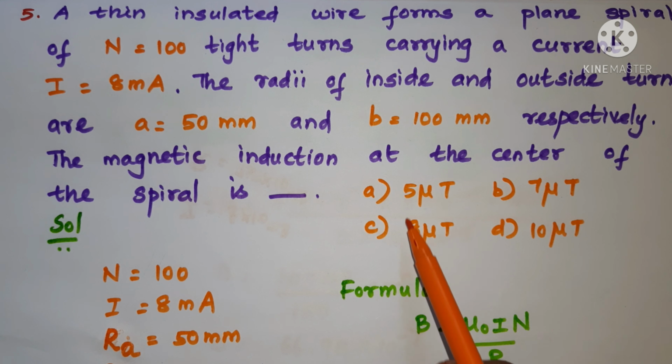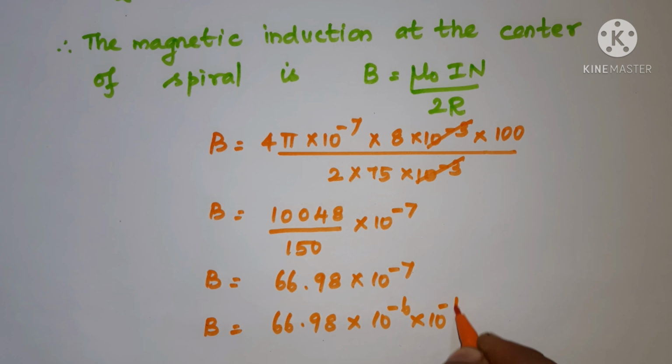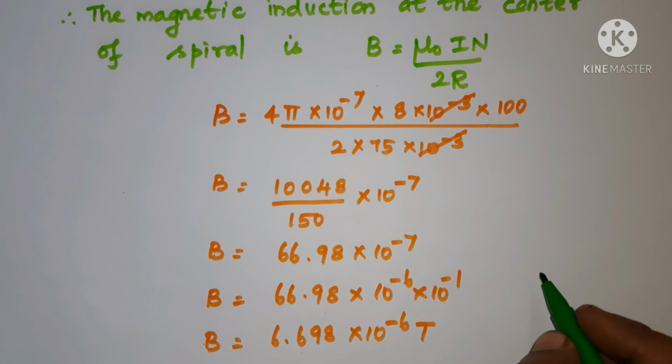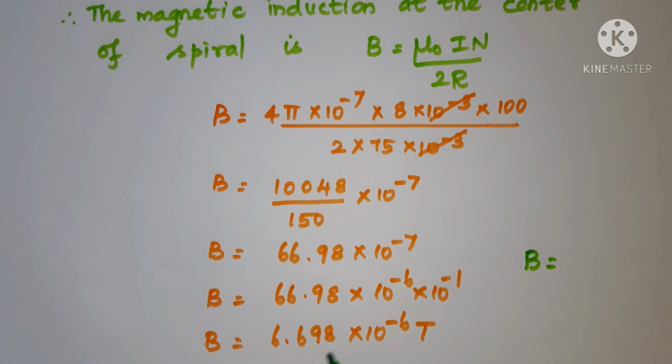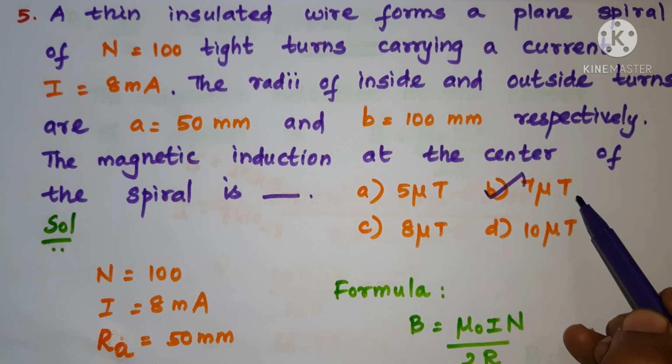We have the options in terms of micro Tesla. Therefore, B equals 66.98 into 10 power of minus 6 into 10 power of minus 1. This 1 goes to the denominator, and hence B equals 6.698 into 10 power of minus 6 Tesla. Therefore, the magnetic induction at the center of the spiral, B, we round off and write as 7 micro Tesla. Option B is the correct one, 7 micro Tesla.